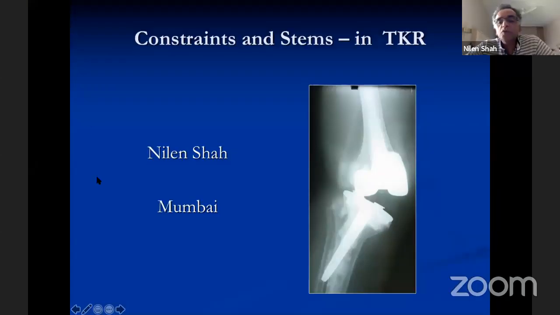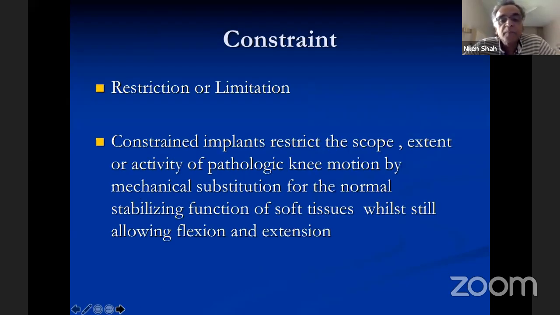So I'm just going to share a few thoughts about constraints and stems in knee replacement. Just by using a stem, you won't get a good result. Using a constrained knee, you will not get a good result. You have to use them properly and in the proper case.